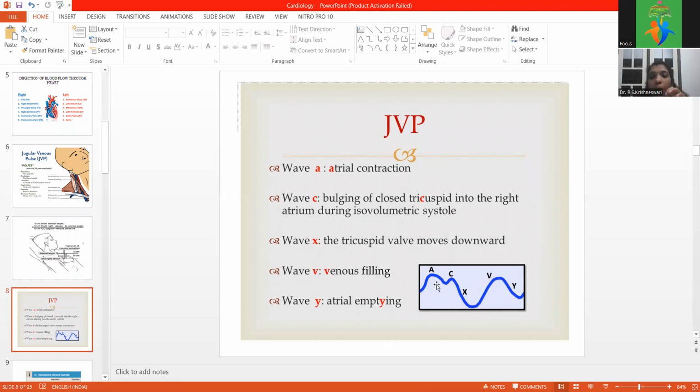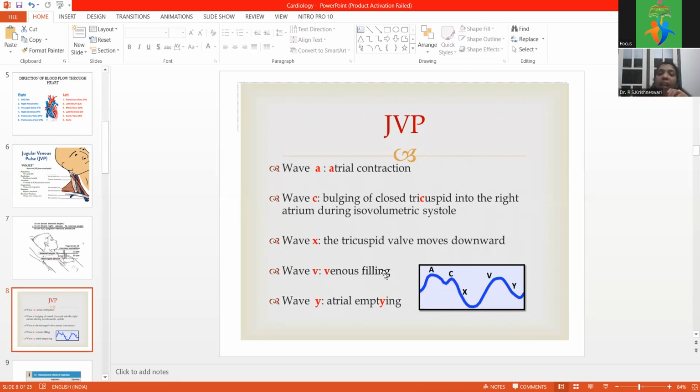Okay. So regarding the normality of the JVP, the normality of the jugular venous pulse, there are so many waves. There are 3 positive waves, A, C, and V, and 2 negative waves, X and Y. Ascend means it is upward. A, C, V are ascending waves. And X and Y are descending waves, that is, looking downwards. So when we draw a baseline, ACV will be upwards and X and Y will be downwards. Wave A is related to atrial contraction. Wave C is bulging of the closed tricuspid valve into the right atrium during isometric systole.